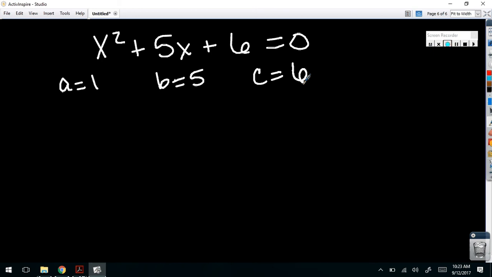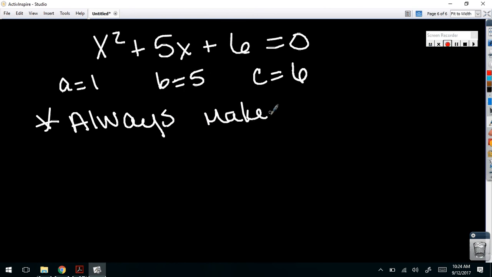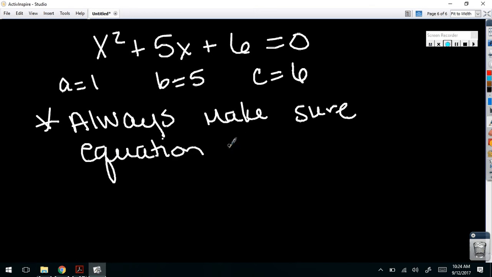Now, here's your first hint. When you're solving with the quadratic formula, and this is written on your sheet, you must make sure it equals 0 before you start, okay? So always make sure. You writing this down, Darian? I always do. We're going to do a couple that don't equal 0, and we'll have to manipulate them a little bit to make them equal 0. But for right now, we're going to start out easy with one that already equals 0.